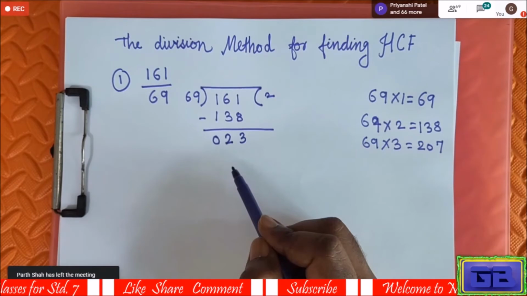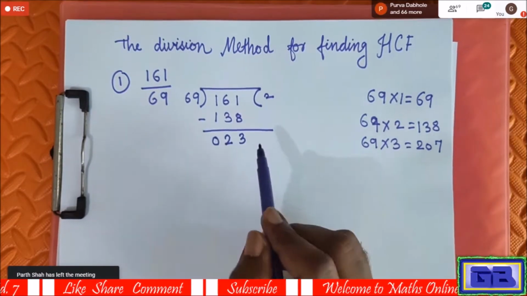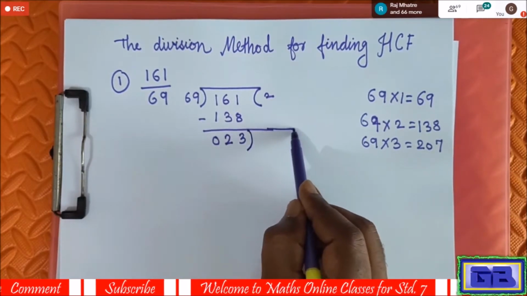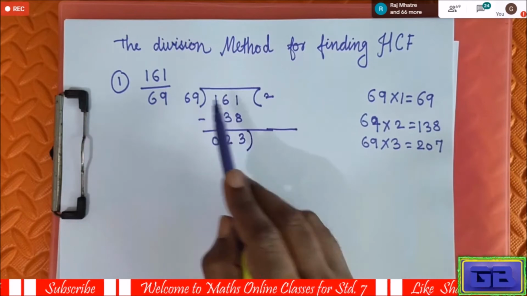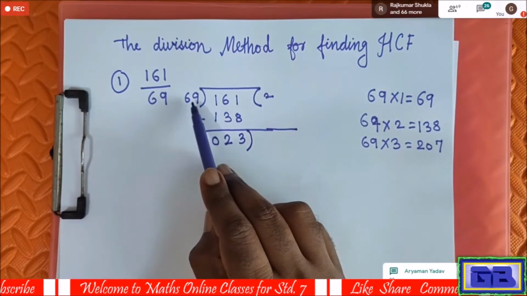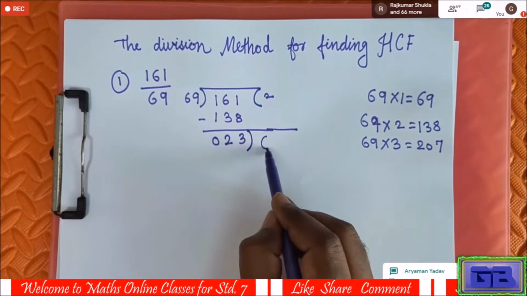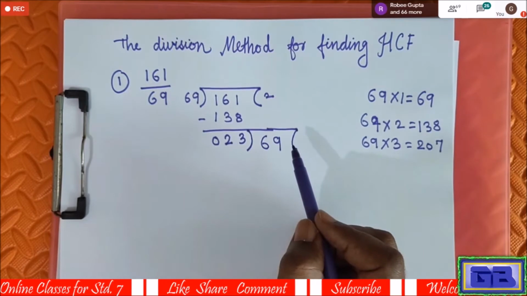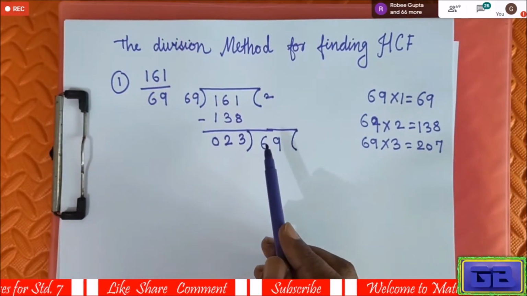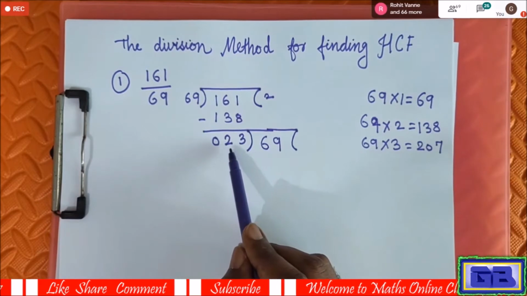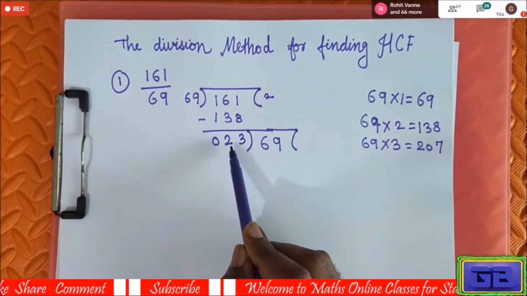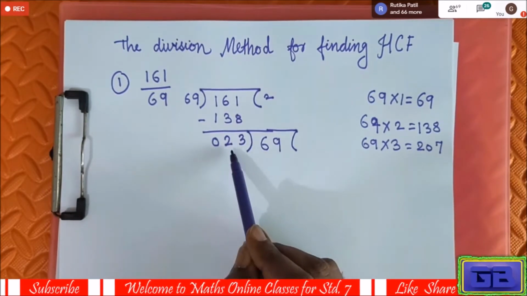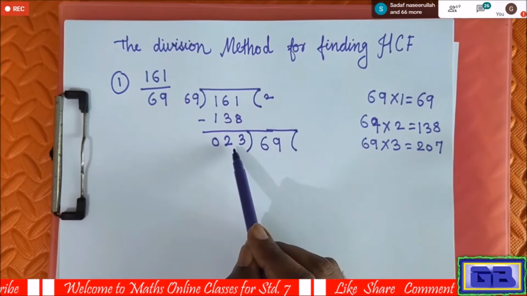Now what will you do with this 23? Here you will draw like division form, extend this line, and what was the divisor here, that you will take at this place, and you will repeat the process. Now this remainder becomes the divisor and this divisor is the dividend. And now divide this 69 by 23.